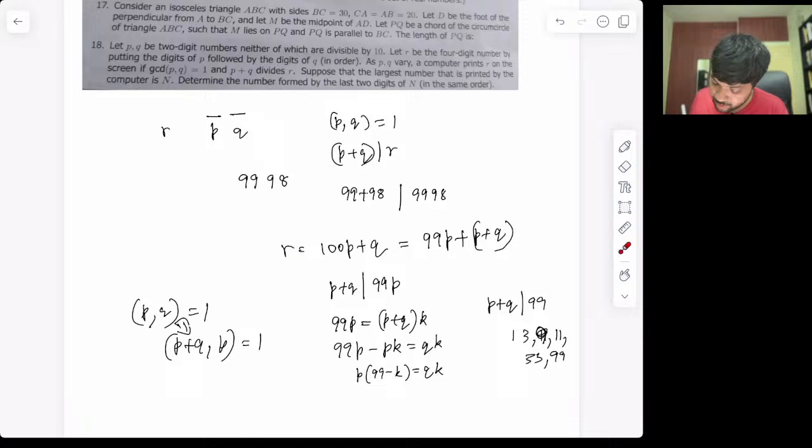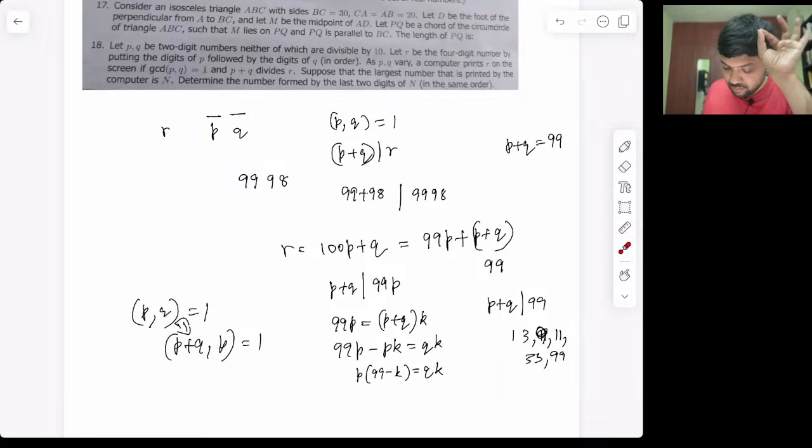For p to be as large as possible, how can we pick? So why not pick p plus q to be 99 itself, the largest possibility, and we should arrange p in some nice way so that this works. So p plus q is 99. So what can p be? If p plus q is 99, then p can be anything actually. What other constraints do we have? P plus q is 99. See, it already satisfies.